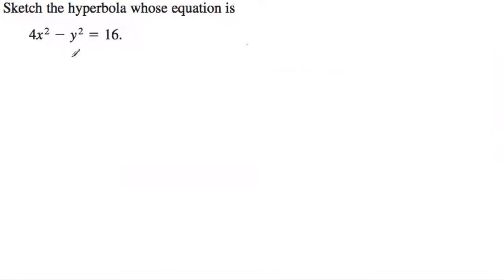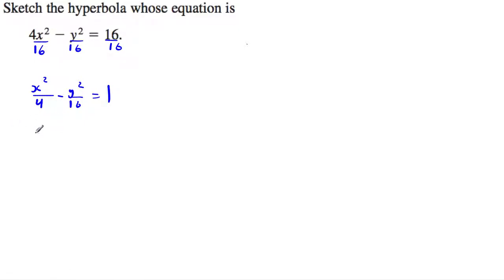So I think we have a question. Yeah, so we're going to sketch the hyperbola whose equation is this. So yet again, we want to make this into fractions. Sorry, I did that wrong. We want to divide by 16, because we want this equal to 1. So we're going to get x squared over 4 minus y squared over 16 is equal to 1.